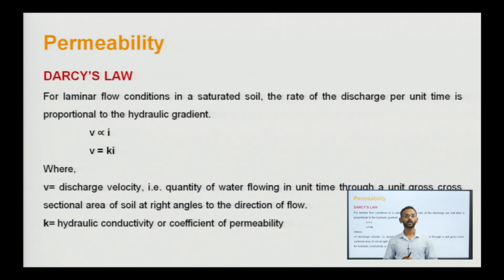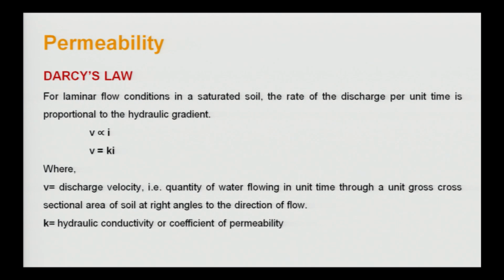When we come to Darcy's law, for laminar flow conditions in a saturated soil, the rate of discharge per unit time is proportional to the hydraulic gradient. This is what is stated by Darcy's law. So, in simple terms, the rate of flow, that is the rate of discharge per unit time, V, is directly proportional to what? I. When we replace the proportionality sign by a constant, that is K, and this V here denotes the discharge velocity, that is the quantity of water flowing in unit time through a unit gross cross-sectional area of soil at right angles to the direction of flow.